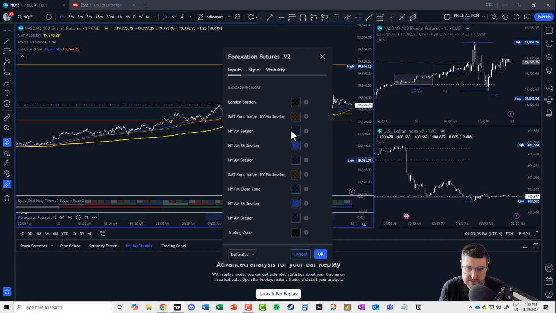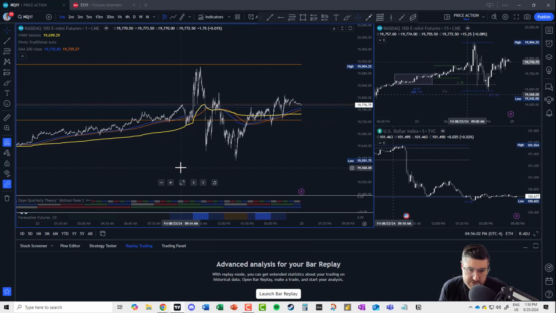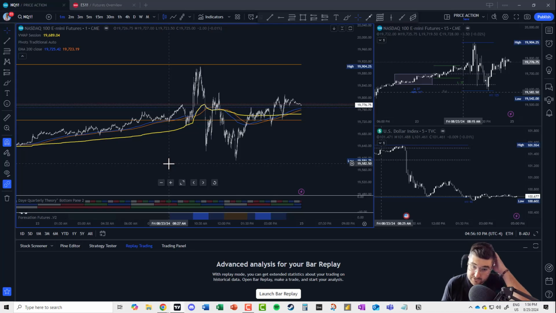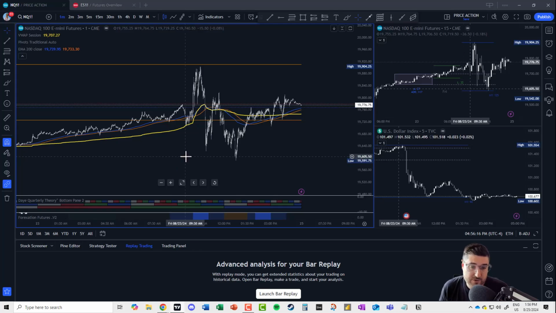Then we have the AM session, so the light blue. Most of my trades happen right around 9:30, so 9:30, this blue area. But some people, if you're able, like on the East Coast, you could wake up early, or if you wake up at 4 a.m. on the West Coast, you're crazy. But that whole blue range is a tradable time.